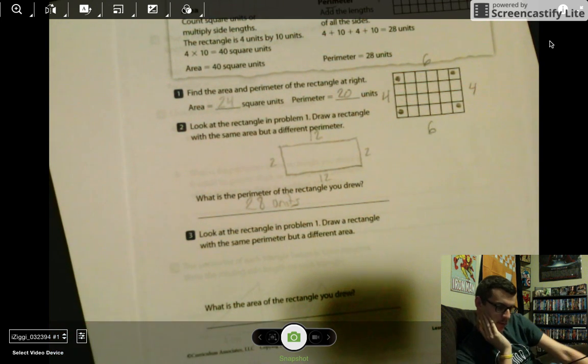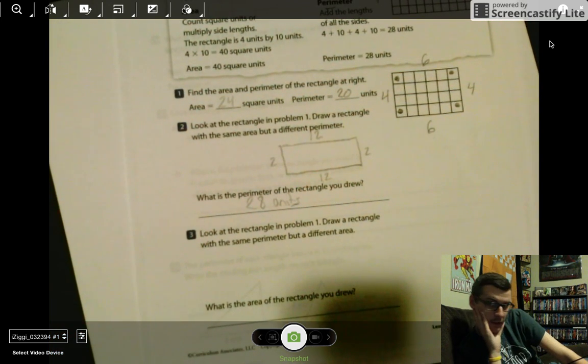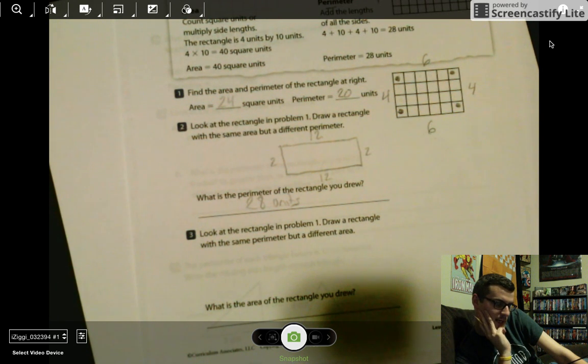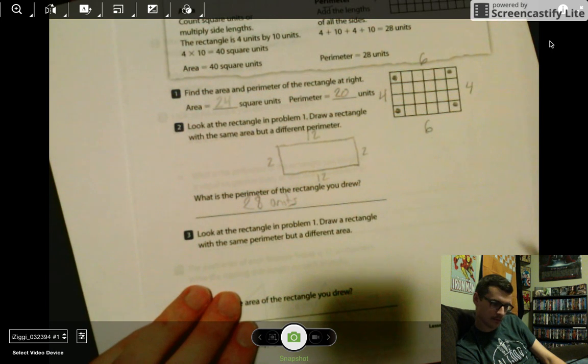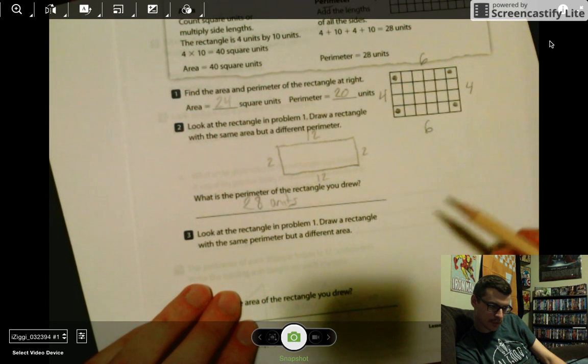Okay, look at the rectangle in problem 1. Draw a rectangle with the same perimeter, but a different area. Okay, so what was the perimeter? 20? So we need something that has the same perimeter as 20, but a different area. Okay, I'm going to have to think here. 20, and what do we use?